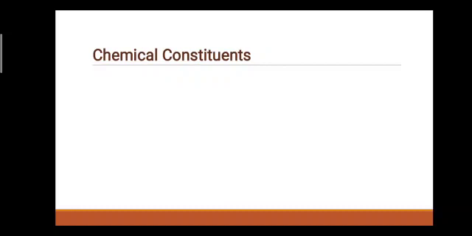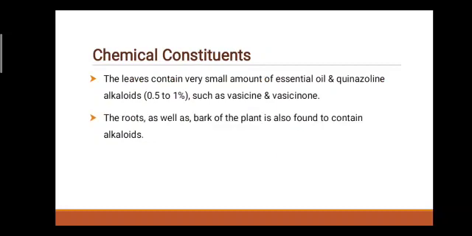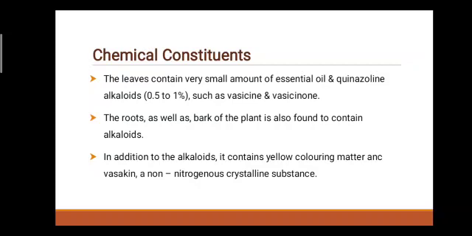Next point, chemical constituents. The leaves contain a very small amount of essential oil and quinazoline alkaloids, 0.5 to 1%, such as vasicine and vasicinone. The roots as well as bark of the plant are also found to contain alkaloids. In addition to the alkaloids, it contains yellow coloring matter and vasakin, a non-nitrogenous crystalline substance.